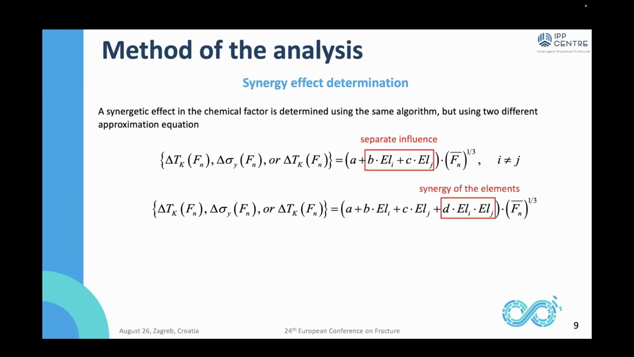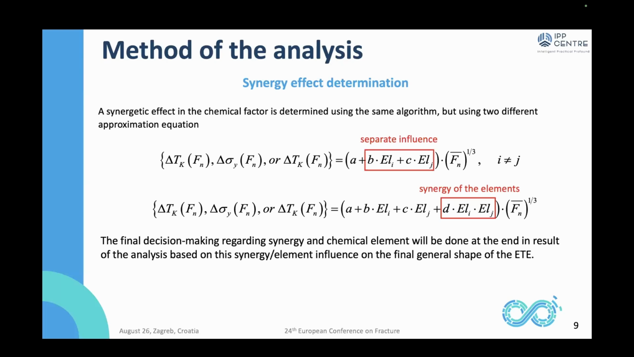The same criteria we use for the synergetic effect, but with quite different equations. In order to make a conclusion regarding synergy, two trend equations are compared. The first one has two chemical elements as an additive influence on the embrittlement or hardening, and the second one is with synergy. The multiplication of these elements shows the synergy.